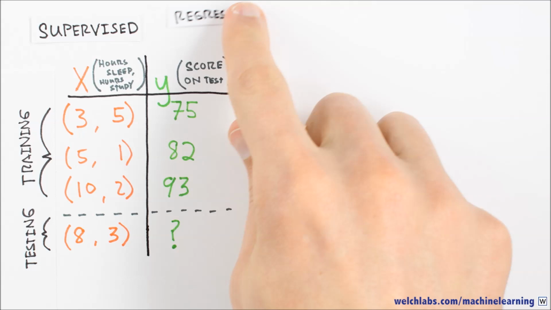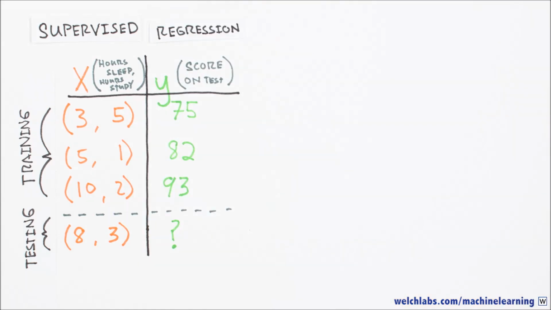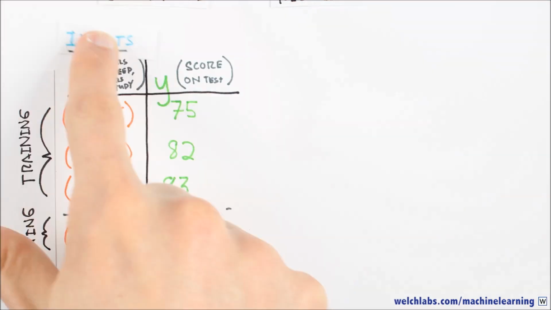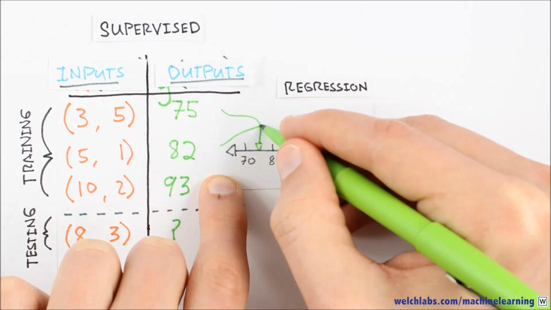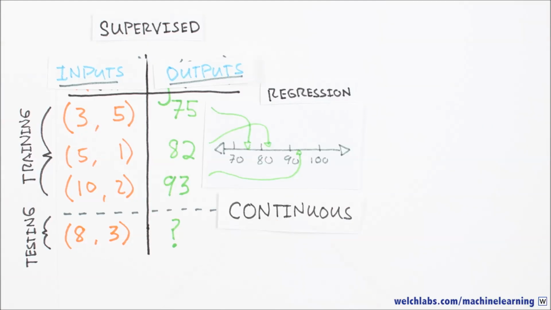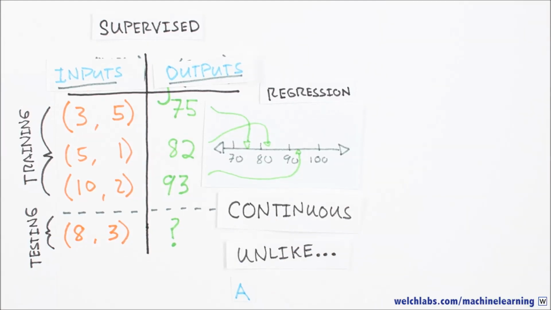This is called a supervised regression problem. It's supervised because our examples have inputs and outputs. It's a regression problem because we're predicting your test score, which is a continuous output. If we were predicting your letter grade, this would be called a classification problem and not a regression problem.